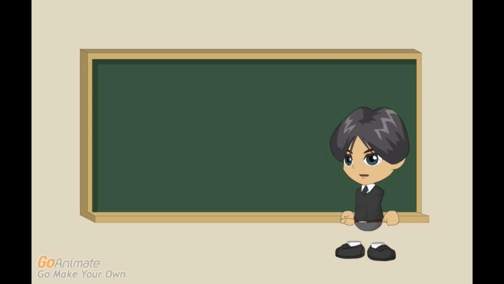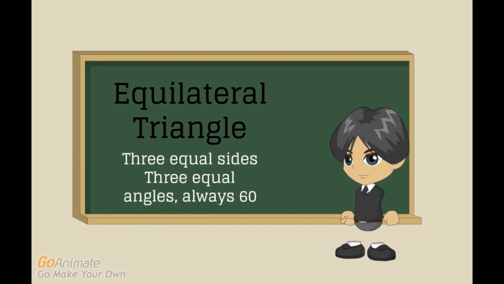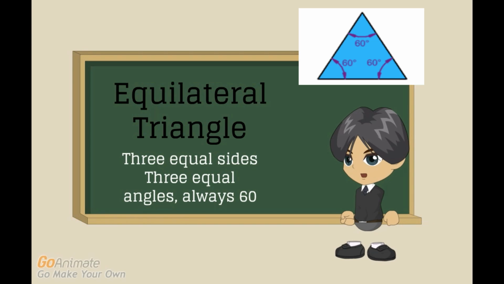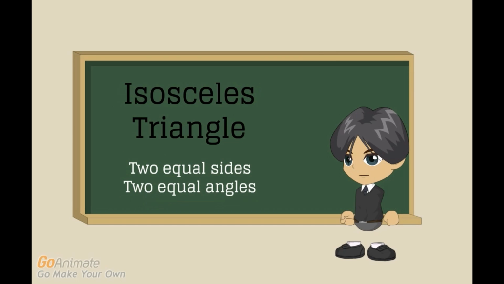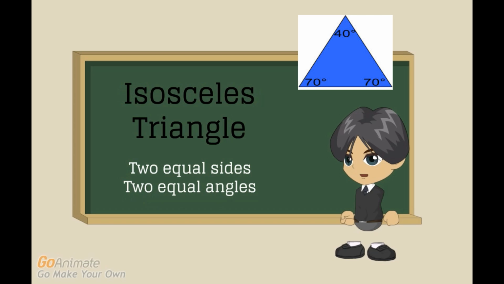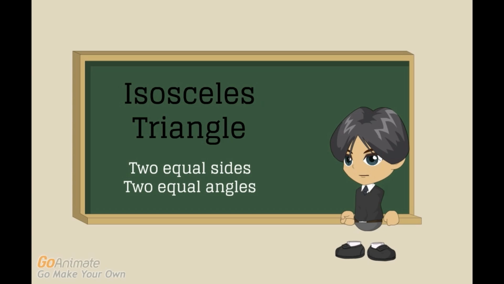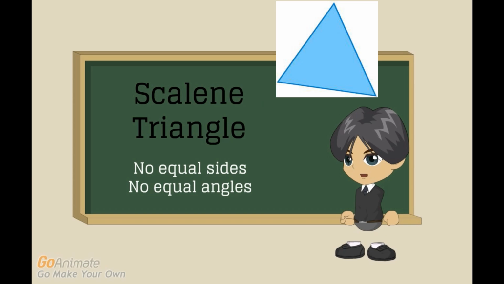Now, let's talk about the types of triangles. The first triangle I want to talk about is the equilateral triangle, which has 3 equal sides, and each angle is equal to 60 degrees. Next, isosceles triangle. These triangles have only 2 equal sides and 2 equal angles. And finally, scalene triangle. In this triangle all sides are different as well as the angles.